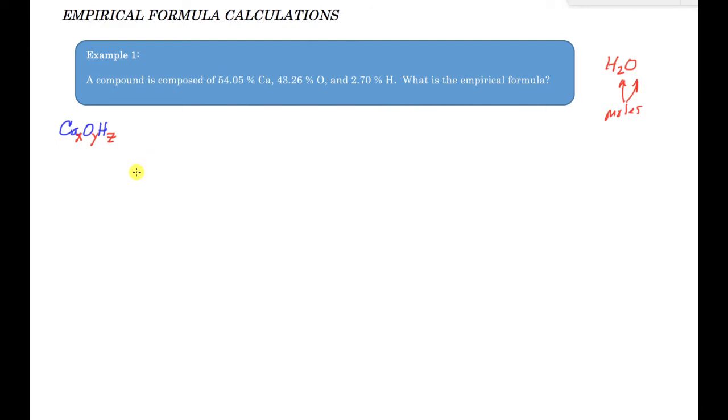So the first thing to do is to get the percentages converted to grams. To do that, we first need to understand what the percentages are. We saw in the past that those percentages are based on masses. So if I have a particular mass of this compound, 54.05% of it is always going to be made up of calcium, 43.26% of it is always going to be made up of oxygen, and the remaining 2.7% is going to be made up of hydrogen.